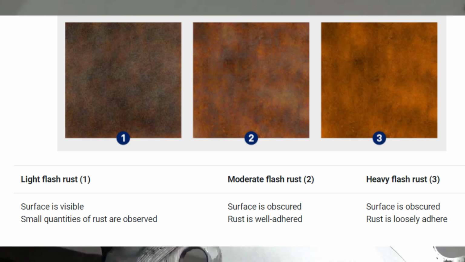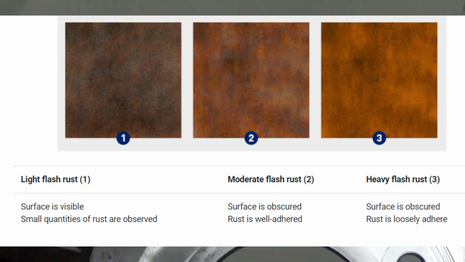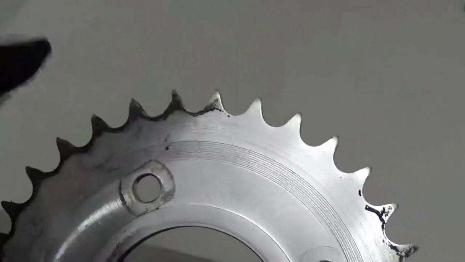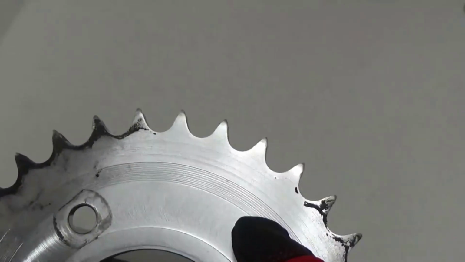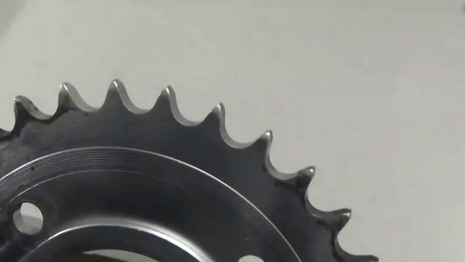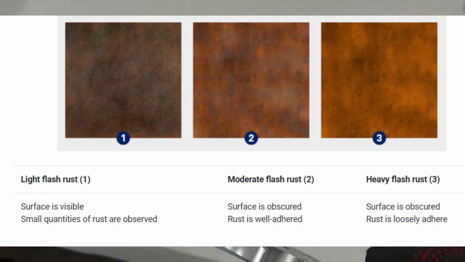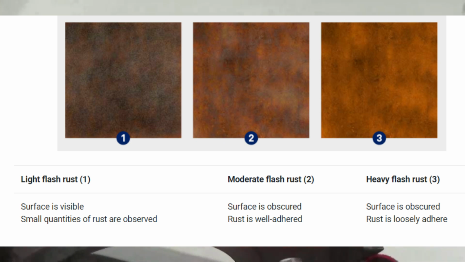No flash rust. No rusting is visible with the naked eye. Light flash rust. Small portions of rust, whether evenly distributed or in certain areas, are visible with the naked eye. It is strongly adherent and hard to remove by lightly wiping with a cloth.